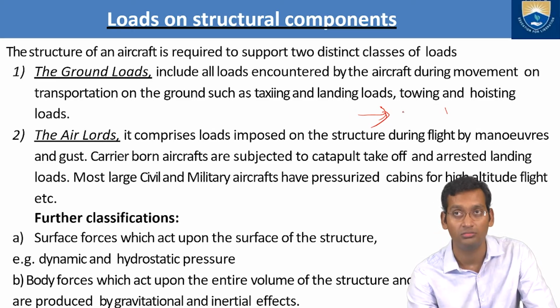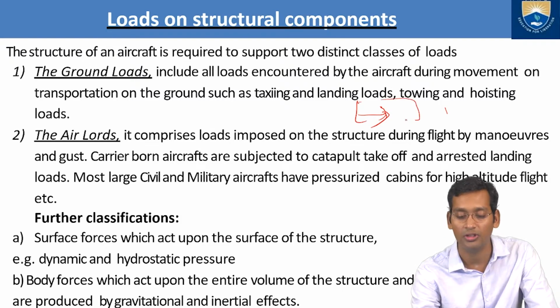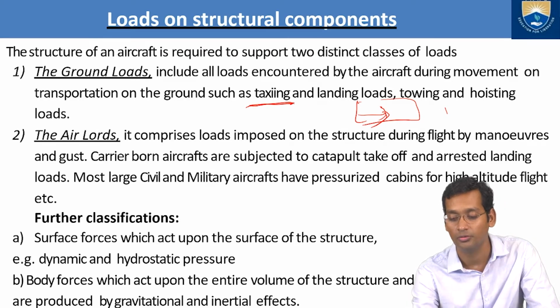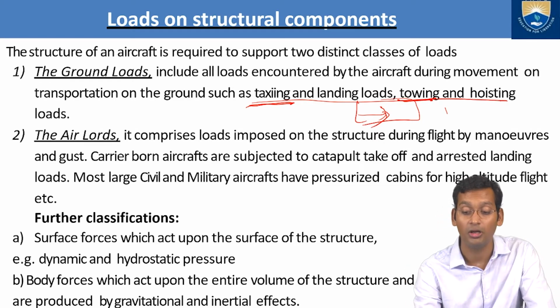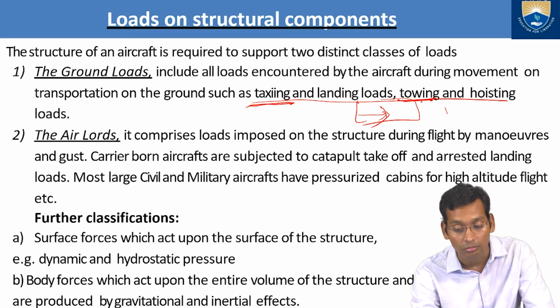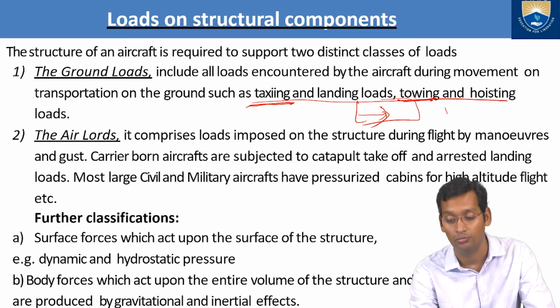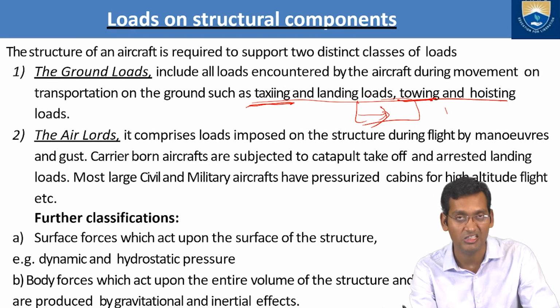Taxiing, towing, hoisting. So these are acting on the ground. Taxiing means moving under its own power, towing means someone is pulling it, and hoisting also. So these loads act on the aircraft on the ground only, whether it moves by its own, that is taxiing, or is moved by something, towing, and hoisting also. So these three are experienced at the ground only.